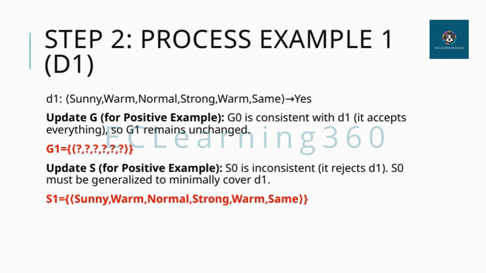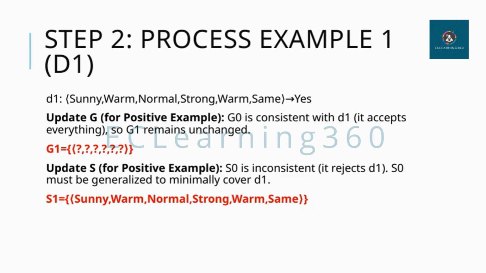Let's take a look at step 2 with example 1, which is D1. So D1 is a set of attributes: sunny, warm, normal, strong, warm, same, and it's labeled as yes. When we update our G, which is our version space for positive examples, we see that G0 was initially very general, accepting everything, so it's already consistent with D1. That means G1, our new generalization, stays the same. It remains as it was because it's already compatible with this example.